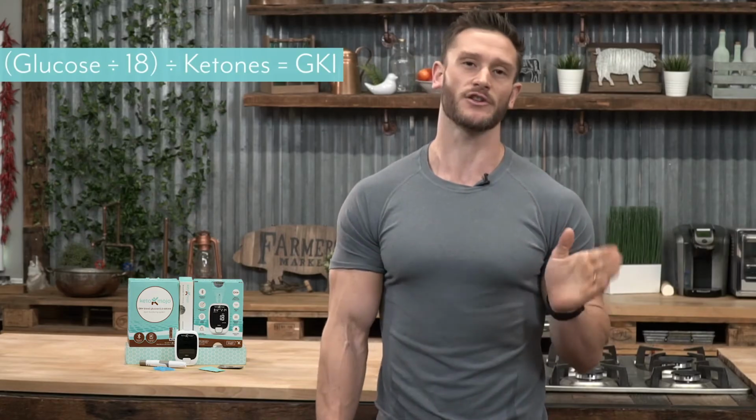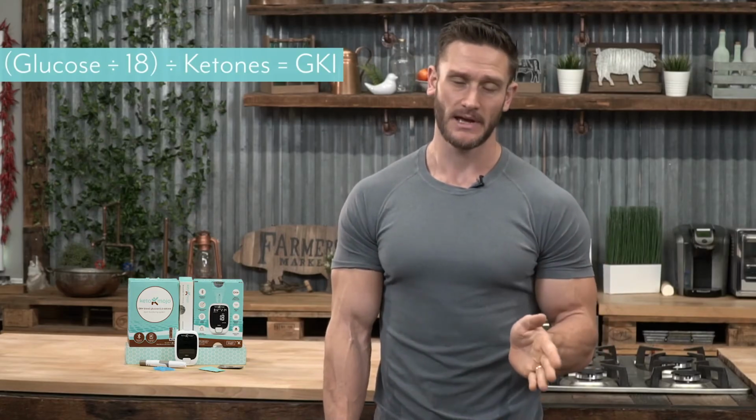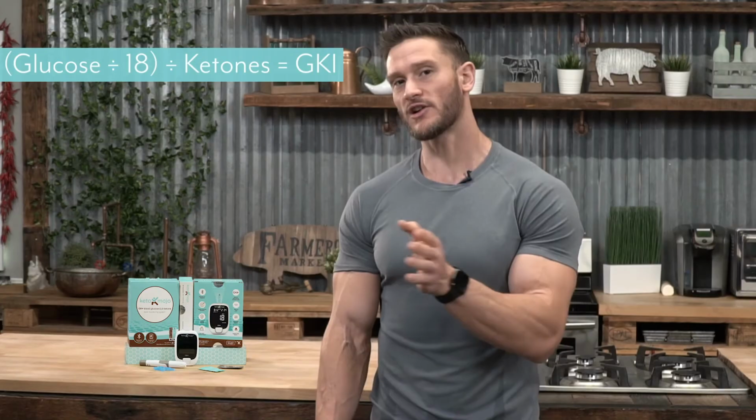Well, what you'd want to do is measure your glucose levels, and then you're going to divide your glucose levels by 18, and then you're going to divide that number by your ketone levels. Okay, what this does is it takes your milligrams per deciliter glucose and turns it into millimoles per liter, and then you divide that by ketones and it gives you your simple glucose to ketone ratio. So you want to be below a 5. Let's just put it there.